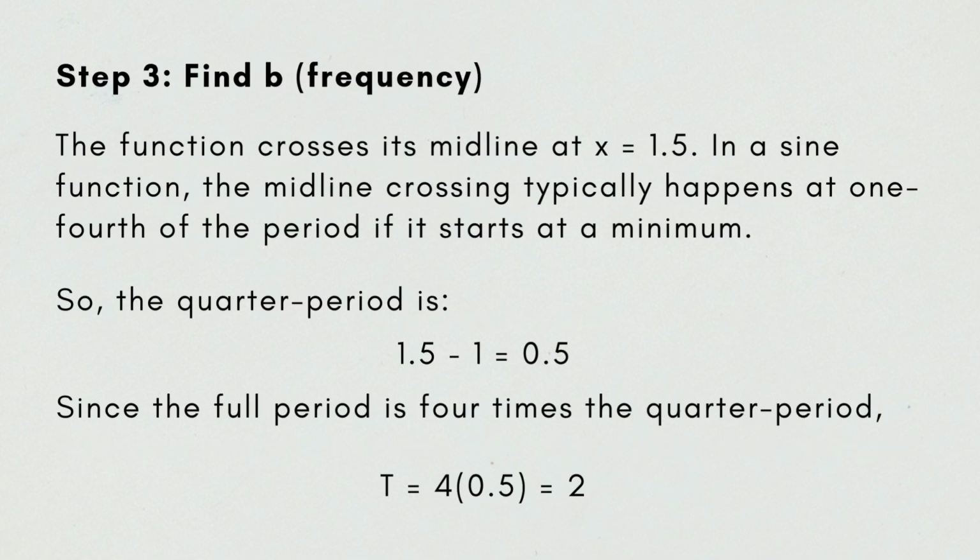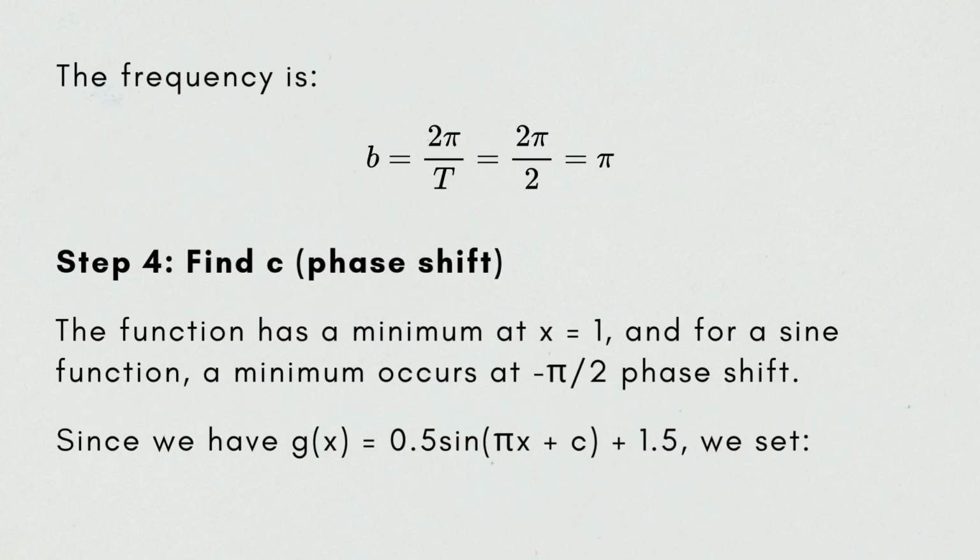Step 3. Find b, frequency. The function crosses its midline at x equals 1.5. In a sine function, the midline crossing typically happens at 1/4 of the period if it starts at a minimum. So, the quarter period is 1.5 minus 1, which is equal to 0.5. Since the full period is 4 times the quarter period, T equals 4 into 0.5, which equals 2. The frequency is b equals 2 pi by T, which is equal to pi.